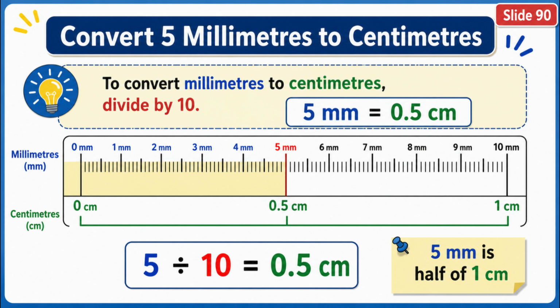Convert 5 millimeters to centimeters. To convert millimeters into centimeters, divide by 10. Since 1 millimeter is 0.1 centimeter, 5 millimeters is 5 times 0.1 centimeter. 5 times 0.1 equals 0.5. So, 5 millimeters equals 0.5 centimeters.